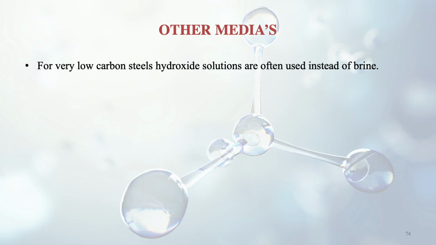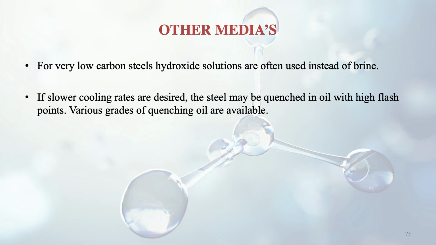After these water media, there are other media, like for very low carbon steels, hydroxide solutions are often used. Instead of brine, that is NaCl, we can use NaOH, that is sodium hydroxide. If slower cooling rates are desired, the steel may be quenched in oil with high flash points. So if a slightly slower cooling rate is desired, then we can use oil. Various grades of quenching oil are also available.